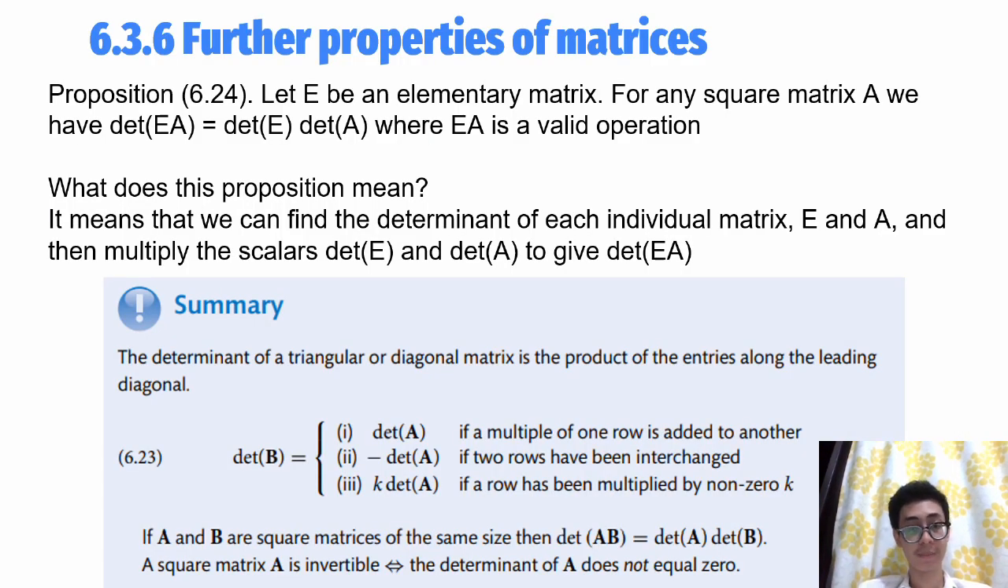Further properties of matrix. Proposition 6.24. Let E be an elementary matrix. For any square matrix A, we have determinant EA equals determinant E times determinant A, where EA is a valid operation. What does this proposition mean? It means that we can find determinant of each individual matrix E and A, and then multiply the scalars determinant E and determinant A to give determinant EA. And this is the summary.